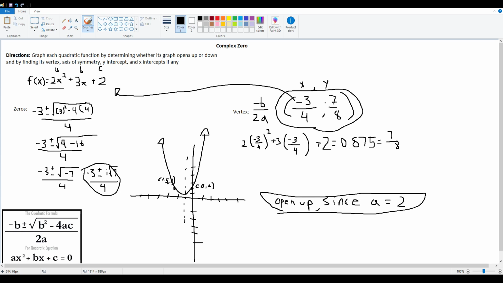So here we found out that the graph opens up, finding its vertex, which is right here, negative 3/4 and 7/8. Axis of symmetry, which is negative 3/4, listed right here. Kind of put it in the middle, but still, you know. Y-intercept, which is 2, and x-intercepts, of which there are 0, which is why it had to be an imaginary number.